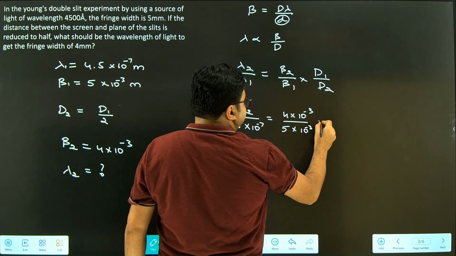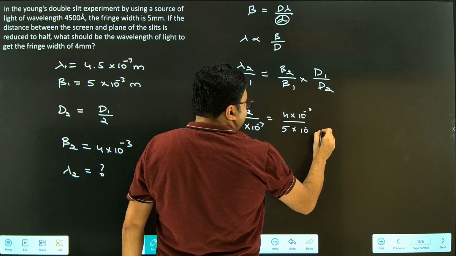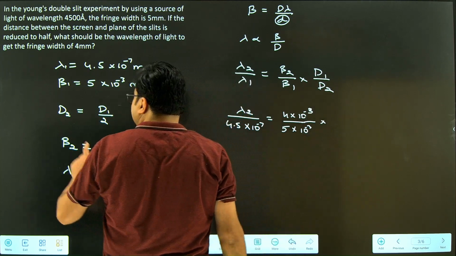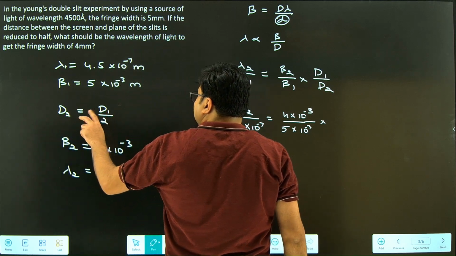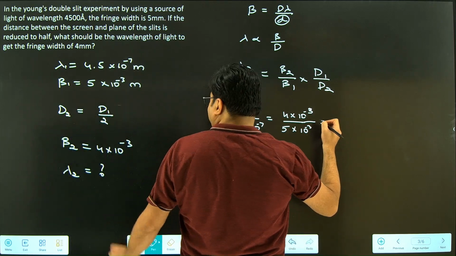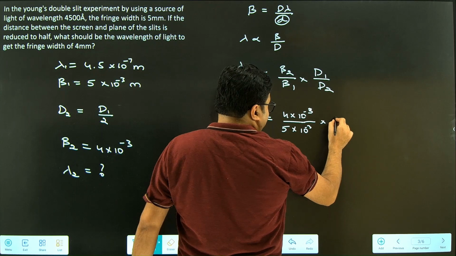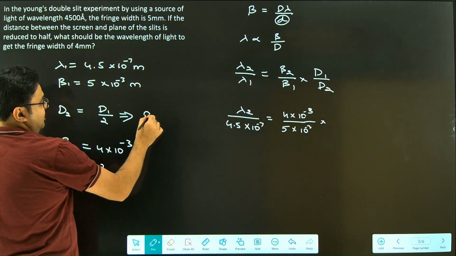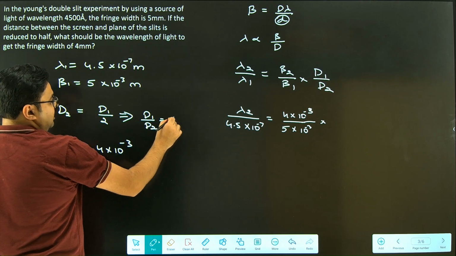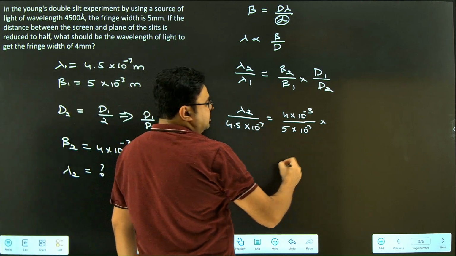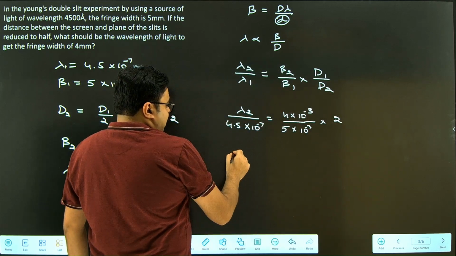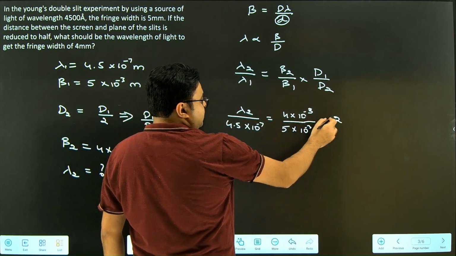multiplied by D1 divided by D2. D1 divided by D2 is going to be 2. So you can simply imply from here that D1 divided by D2 would become equal to 2. So you can simply say that this is equal to 2, right? Well, lambda 2 would become equal to 4 into 2 is 8.